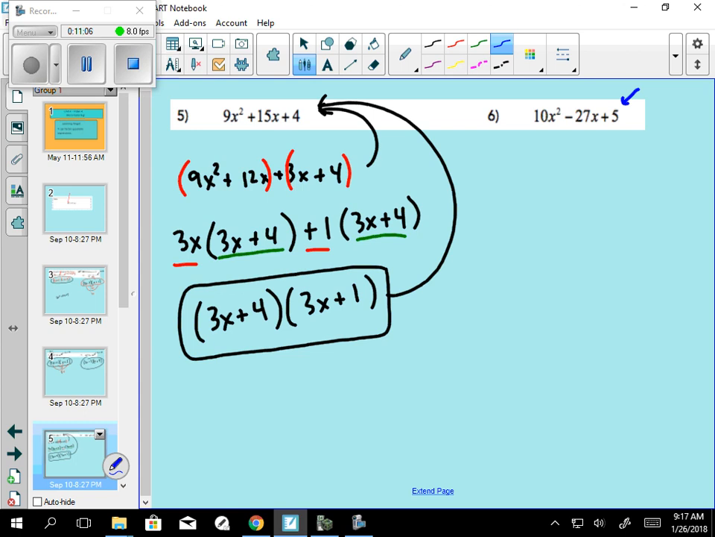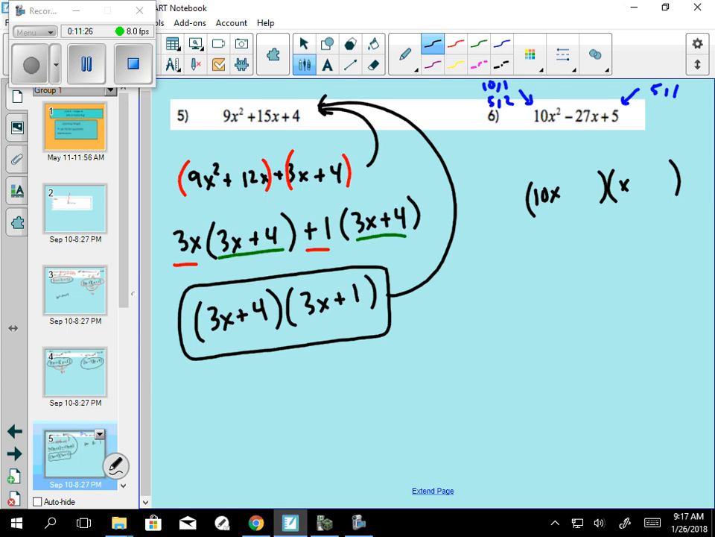All right, number 6, taking a look at this one. This one might be a good one just to go back to that guessing and checking method. There's only one way to multiply to 5, although there is a couple ways here that we could multiply to the 10x. Could be 10 and 1 or 5 and 2. So let's take a guess at it and see. Let's try 10 and 1 first and see if that will work.